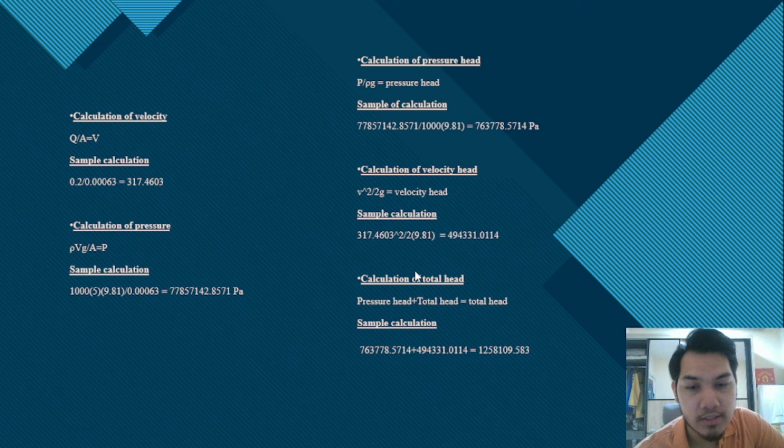And the last one is the calculation of total head. After we get the answer for velocity head and answer for pressure head, we just add these two things and then we can get the total head. So this is the sample calculation for the total head.